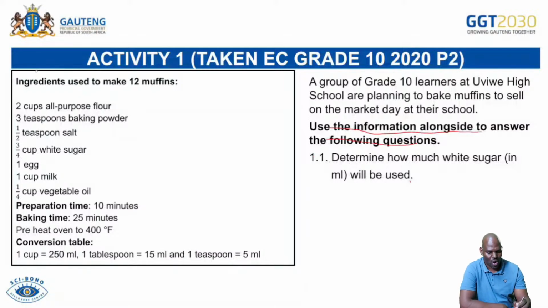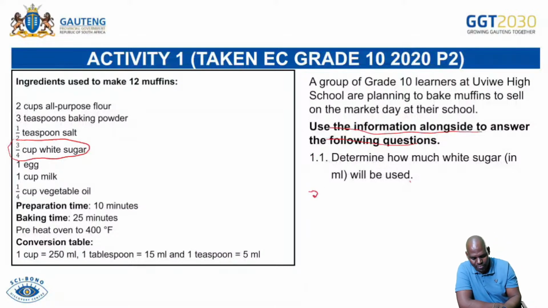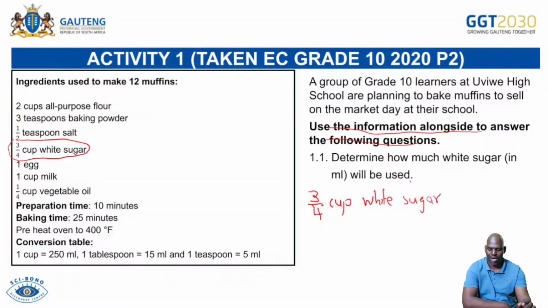Now we have to check our ingredients. The first one is not sugar, the second one, the third one, the fourth one is this one. It's 3/4 cup white sugar. Determine how much white sugar in milliliters will be used, but they don't want the amount of white sugar in cups. They want it in milliliters.